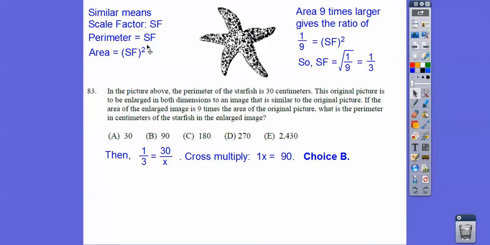Okay, so similar means scale factor. The perimeter ratio is just the same as the scale factor. The scale factor is a ratio. The area is your scale factor squared. So if the area is 9 times as large, here's the original 1, the other one is 9, so there's our scale factor squared. So the scale factor is the square root of 1, which is 1, and the square root of 9, which is 3. Then we have our proportion. Our scale factor is the same as the ratio of the perimeters. So here's our scale factor, 1 to 3 equals 30 to the new one, so cross multiply and we get 90. Okay, tricky one.